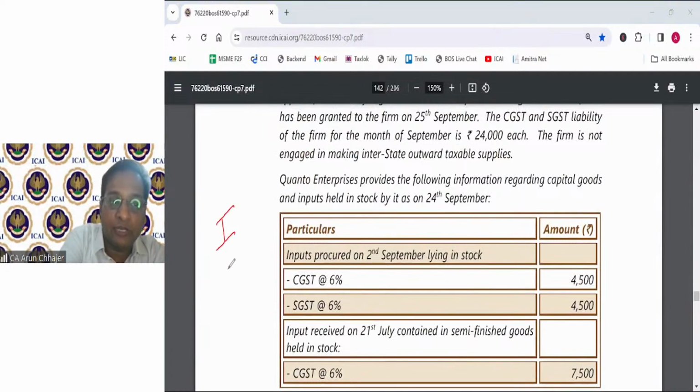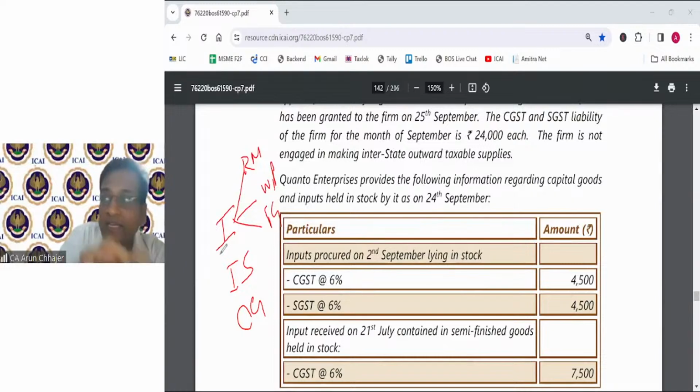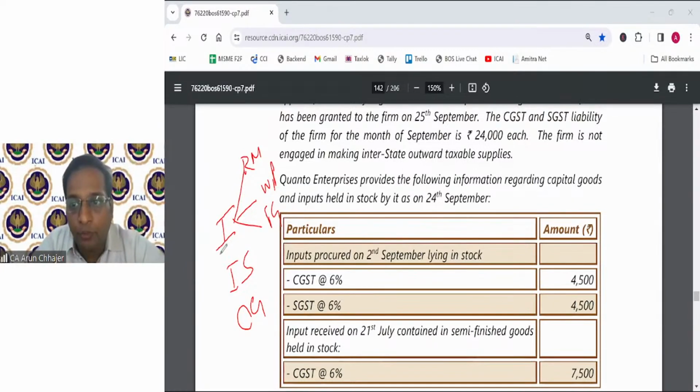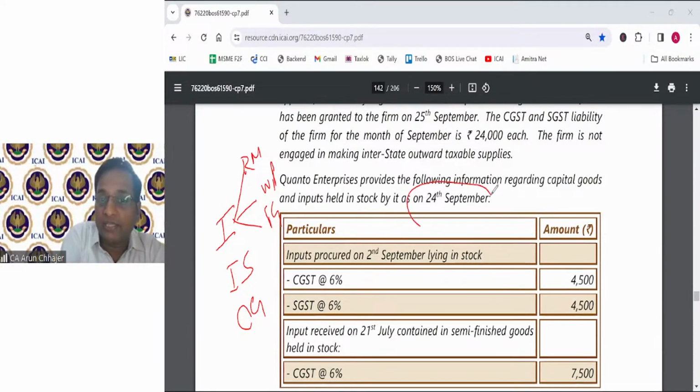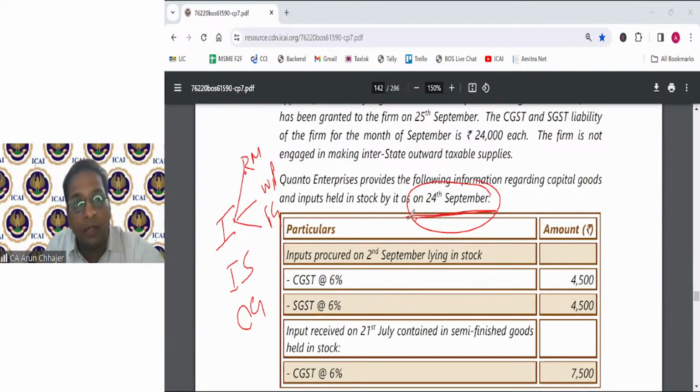So first tell me another question. Can we take the ITC on input service, capital goods, in case of the input also, semi-finished material, WIP, finished goods? Which ITC will I get? Only input, or input plus input service, or all three components: input, input service and capital goods? My question is very simple.